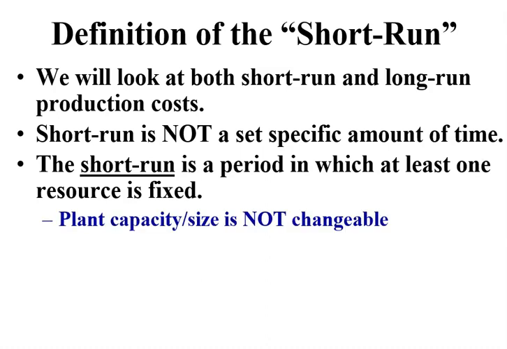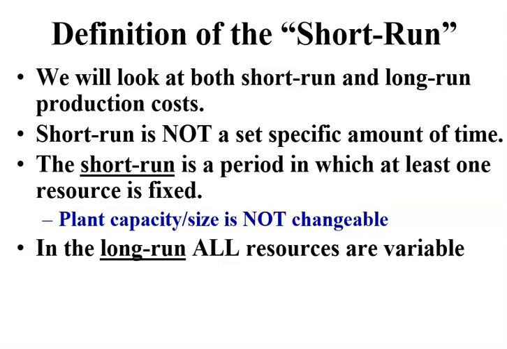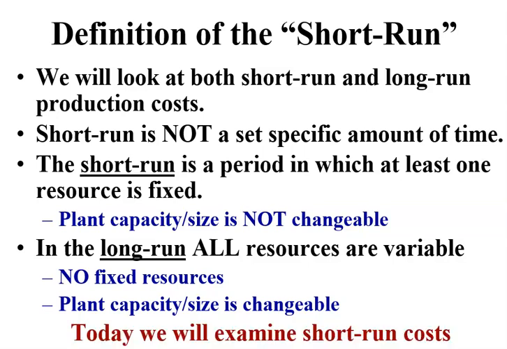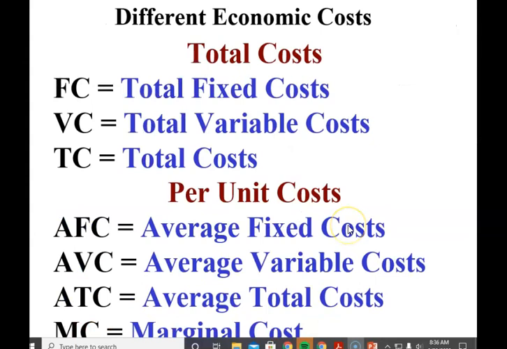So in other words, your plant capacity or your size is not changeable. In the long run, all resources are variable, and so there would be no fixed resources in the long run. Your plant capacity and your size would be changeable. And today we're going to look at short run costs. And here's a list of all of the costs we're going to look at and their abbreviations.